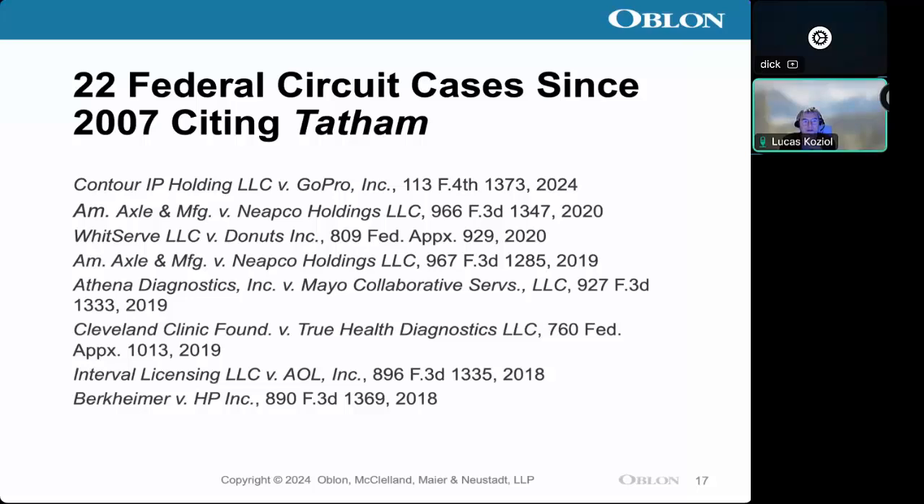Leroy v. Tatum was decided way back in 1852, but it has been cited in 22 Federal Circuit cases just since 2007. The most recent time was this past September in a case involving GoPro. This shows that the ideas expressed in these early cases are still actively being used today to help decide important issues of patent law.